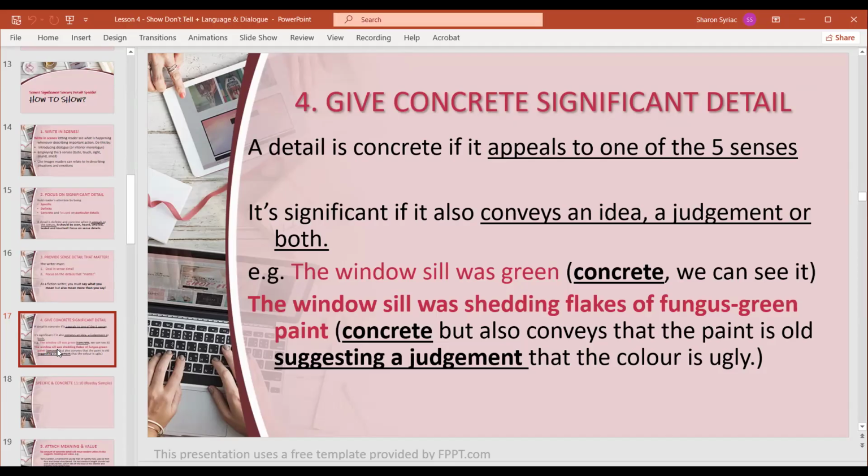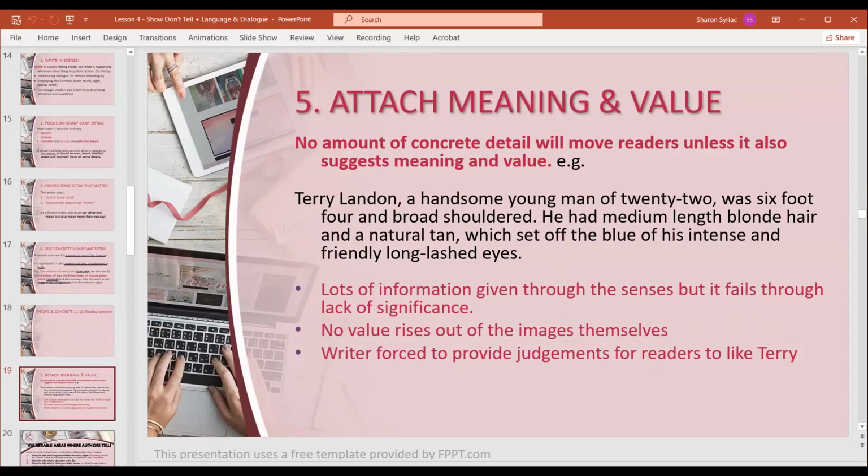So it is not enough just to write a sentence that is concrete. The sentence must suggest something underneath. So that's the fifth way of showing, attaching meaning and value to what you say. No amount of concrete details in the world will move your readers unless it also suggests meaning and value.